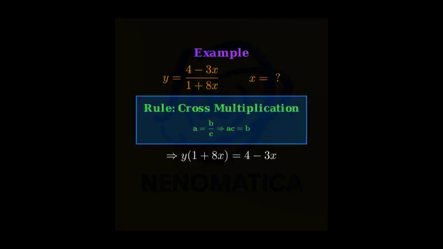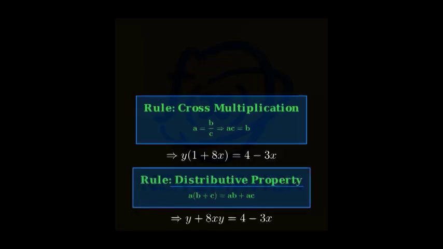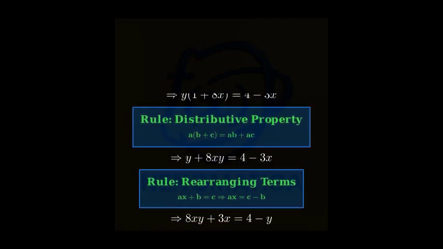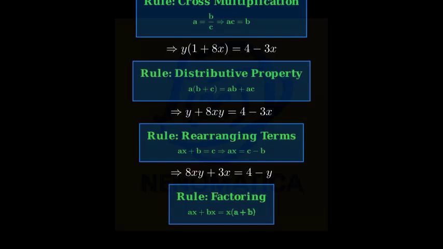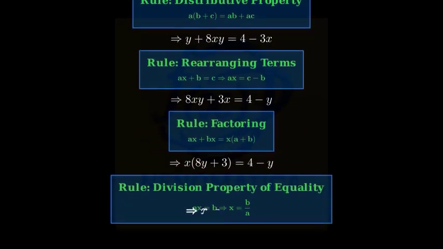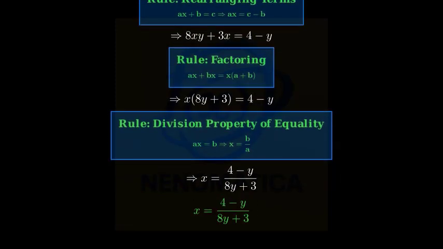First, we need to clear the denominator. Now, let's expand the left side of the equation. Now, we'll rearrange the equation to get all the terms with x on one side. Next, we'll factor out x from the terms on the left side. Finally, we can solve for x by dividing both sides by the coefficient of x. That's our answer. We can simplify this to get x equals (4 minus y) divided by (8y plus 3).